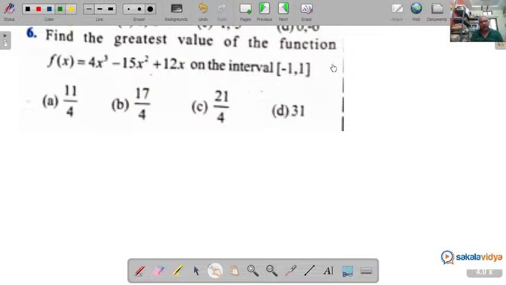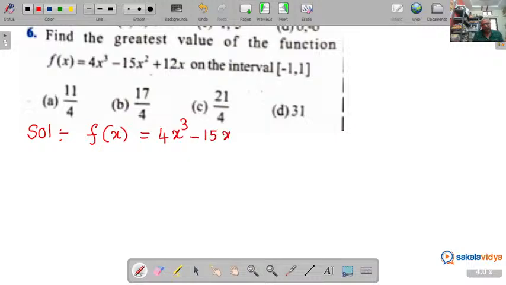Find the greatest value of the function f of x is equal to 4x cube minus 15x square plus 12x on the interval minus 1 comma 1. So that means we need to find out the greatest value of the function f of x is equal to 4x cube minus 15x square plus 12x on the interval minus 1 comma 1. Okay, so let us try to find out now. Greatest value we need to find out.